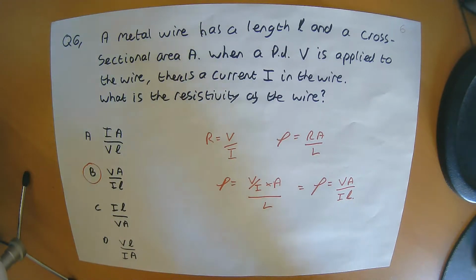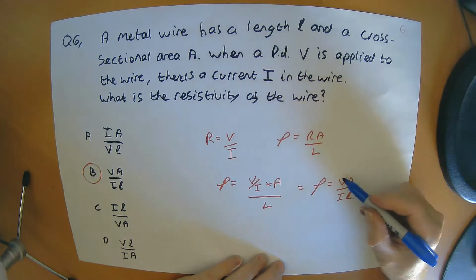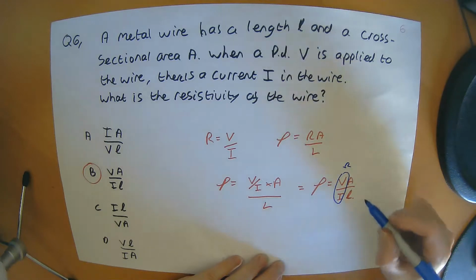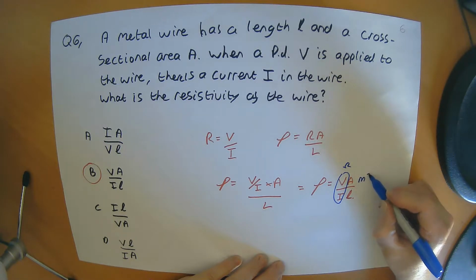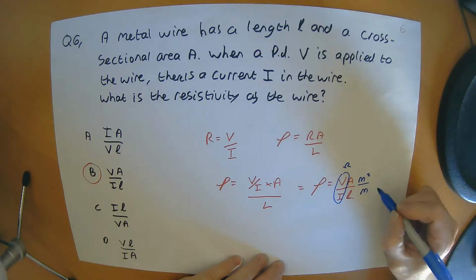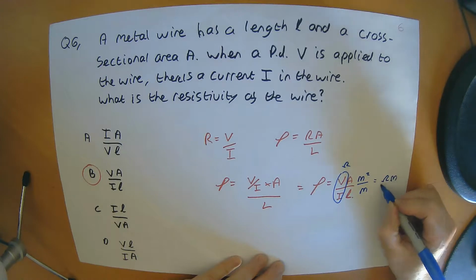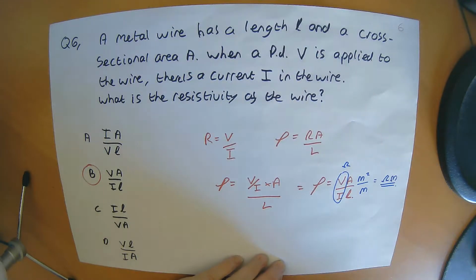Another way to look at this though is in terms of units. If we know that the unit of resistivity is ohm meters, we can look at the answer and see that V over I, which is resistance in ohms, is then multiplied by the units of A divided by the units of L, which is meters squared divided by meters, giving us ohm meters, which is the correct unit.